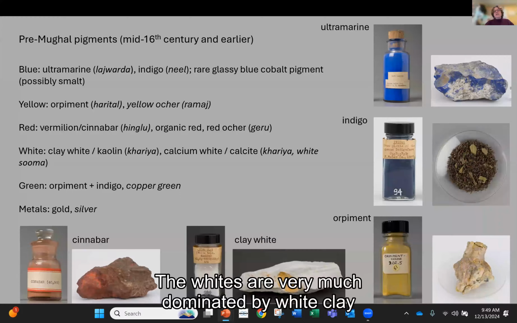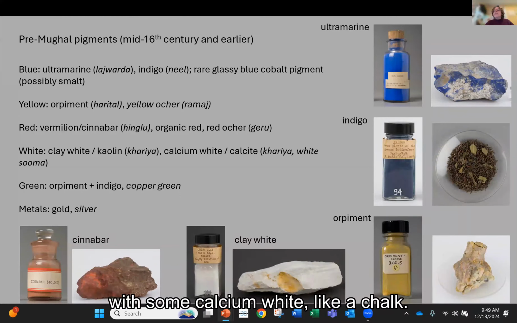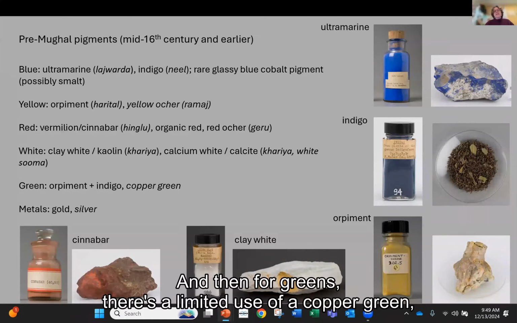The whites are very much dominated by white clay with some calcium white like a chalk. And then for greens, there's a limited use of a copper green, but it's mostly a mixture of orpiment and indigo, so a mixture of yellow and blue. And the metallic pigments gold and silver are also used.